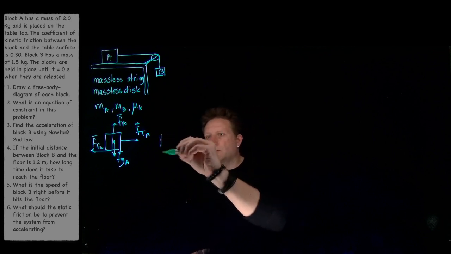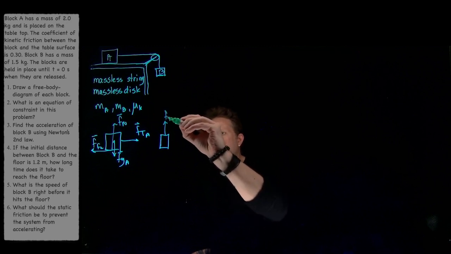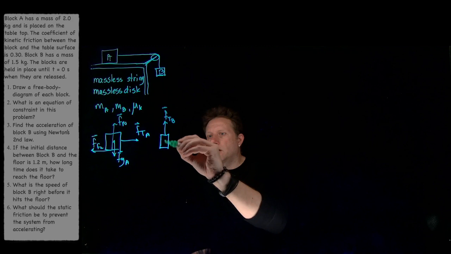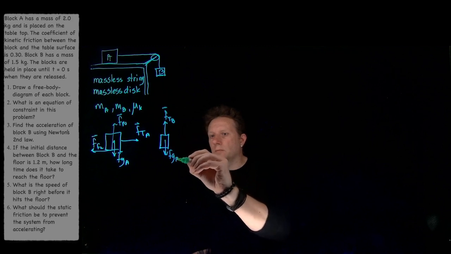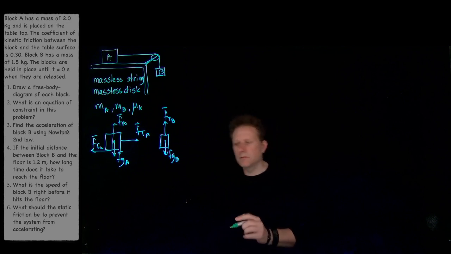For box B, we're going to have a tension force on B, and then a force of gravity acting on B. Okay, that's it for the free body diagrams. The next step is a reference frame.